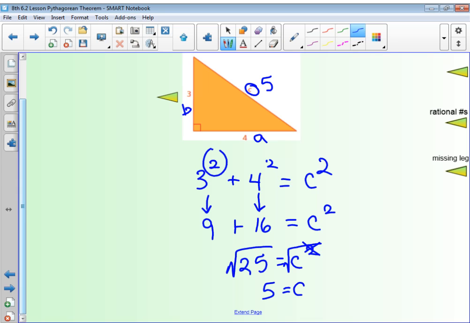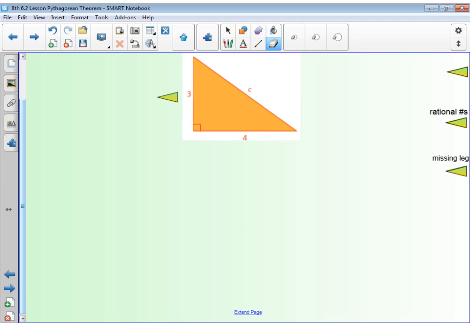Okay, so we're going to practice some of these where they're leaving the hypotenuse off, and then eventually we're going to leave off one of the legs. We're still going to follow the same formula.